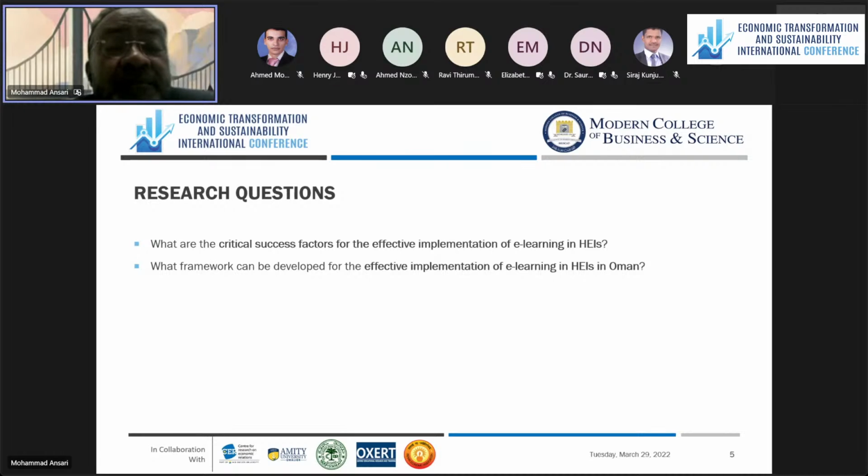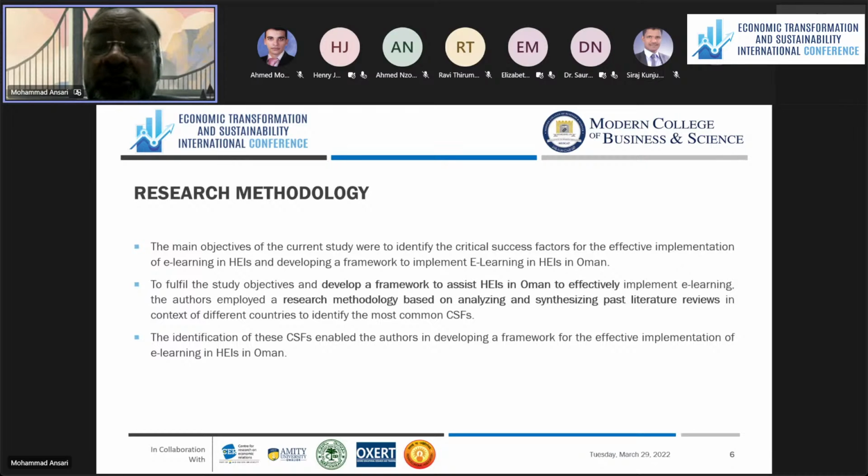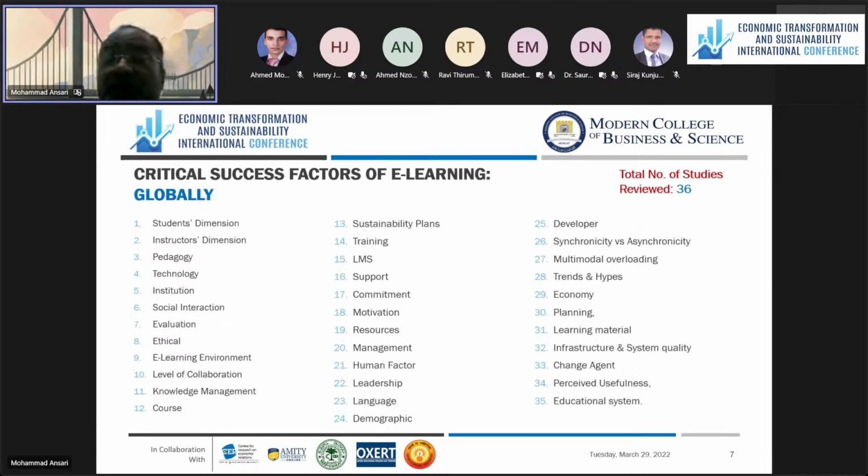The research questions are: what are the critical success factors for effective implementation of e-learning in higher education institutes, and what framework can be developed for effective implementation of e-learning in higher education institutes in Oman? These are the two research questions. For the research methodology, we developed a framework to assist higher education institutes in Oman in effectively implementing e-learning. We employed a methodology based on analyzing and synthesizing past literature reviews in the context of different countries to identify the most common critical success factors, particularly in Europe, America, Southeast Asia, and the Middle East. The identification of critical success factors supports developing the framework for effective implementation of the e-learning system.